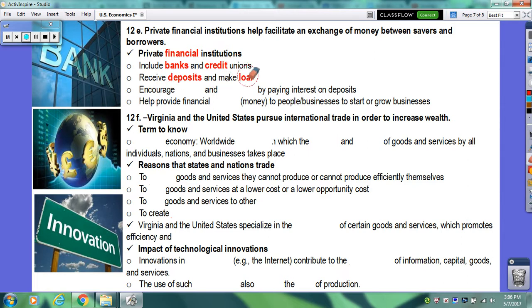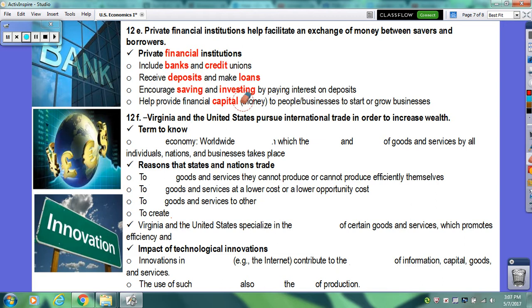They receive deposits and make loans. They also encourage saving and investing by paying interest on deposits. So they're really going to allow people to maximize the use of their money and to buy what they need. They help provide financial capital to businesses who start or grow a business, so like loans or other ways to help out.